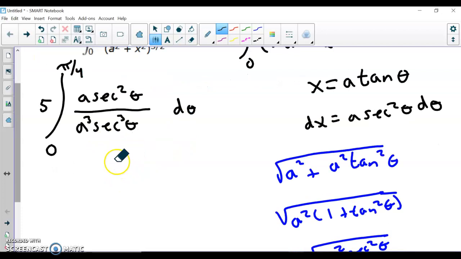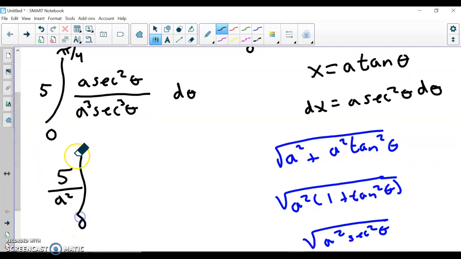Okay. So if you look at this, we've got a 5 that's left. We've got a squared on bottom because there's one factor of a up top that'll cancel. So we've got a squared here. A is a constant with respect to x, so we can just pull it to the other side. And then this leaves us with a single factor of secant on the bottom, right? 1 over secant, which is the same as cosine.